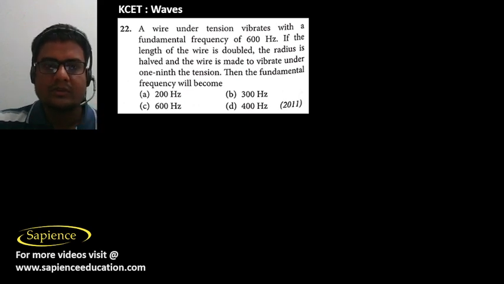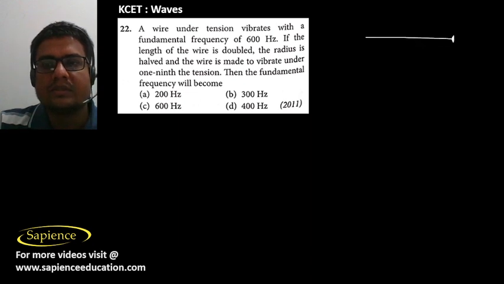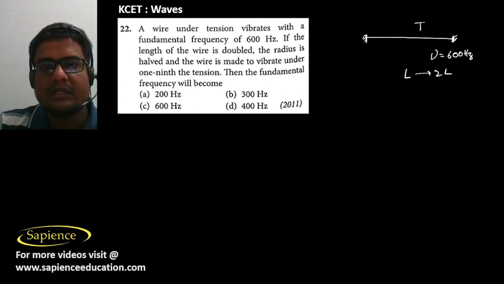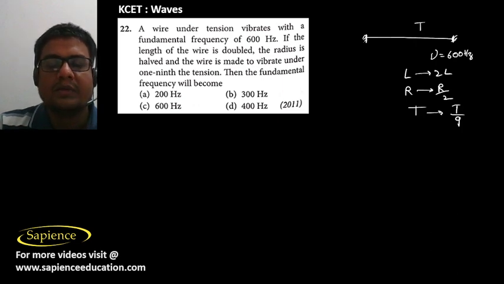Then in question number 22 it is told that a wire which is under tension vibrates with a frequency 600 hertz. If the length of the wire is doubled, and the radius is halved, and the wire is made to vibrate under 1/9 of the tension, that is, the tension is now changed to T by 9, then the fundamental frequency will become?